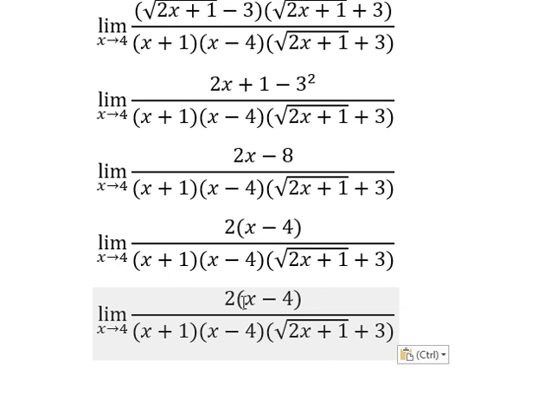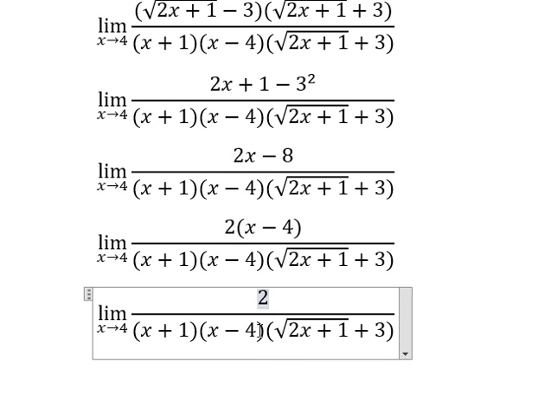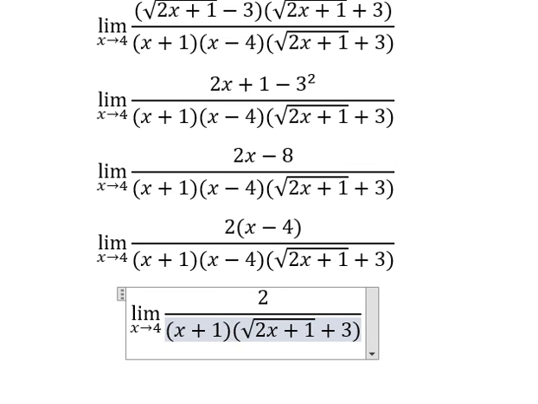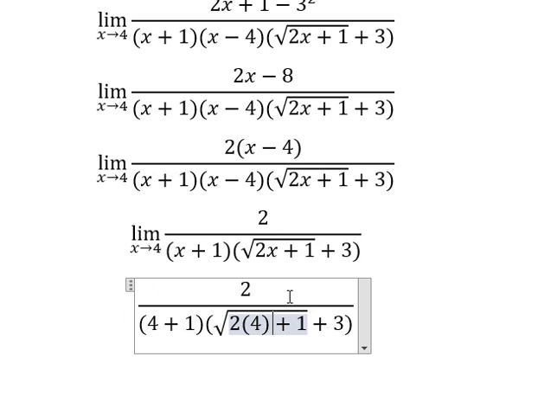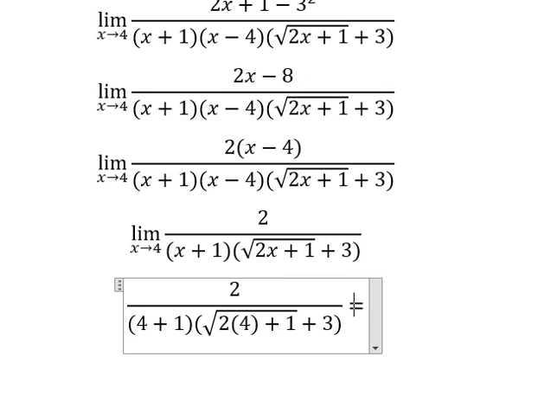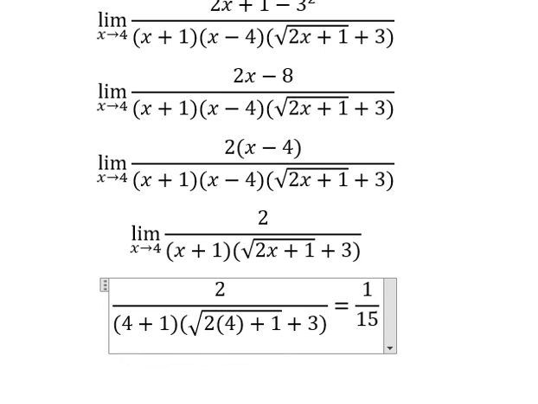Later we simplify s minus 4 on numerator and denominator. Next, we can put number 4 in here and here. So we can get the final answer. We calculate this one and we got 1/15 and this is the final answer.